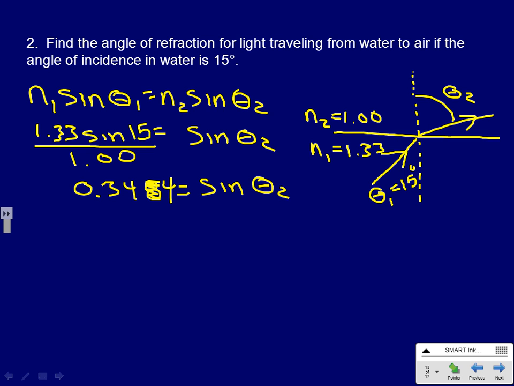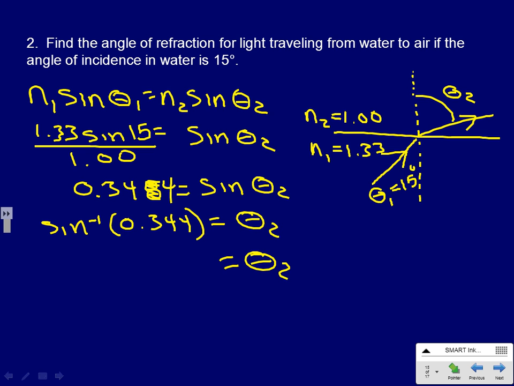Do you have your calculator in degrees, DEG, or D at the top? You must have pushed something wrong. Now take the inverse sine. Don't clear your calculator. Inverse sine it, however you're going to figure that out. Sine inverse of 0.344 is equal to theta 2. Theta 2 is equal to.